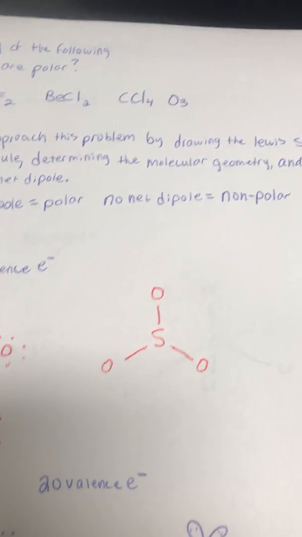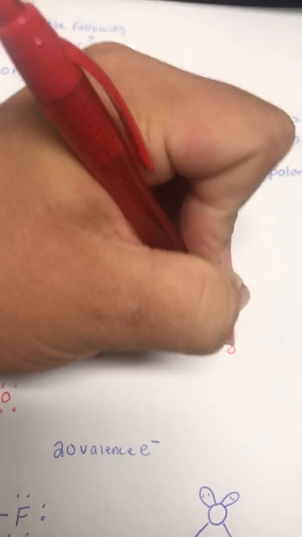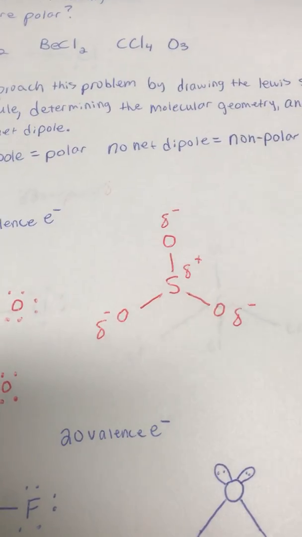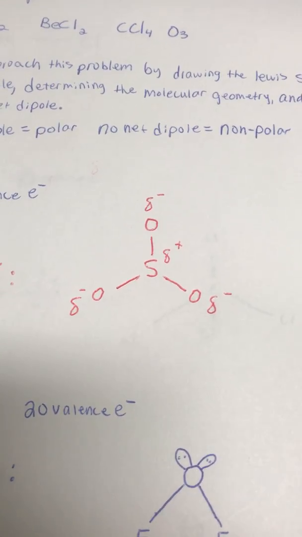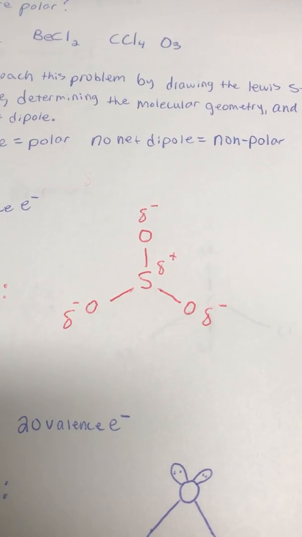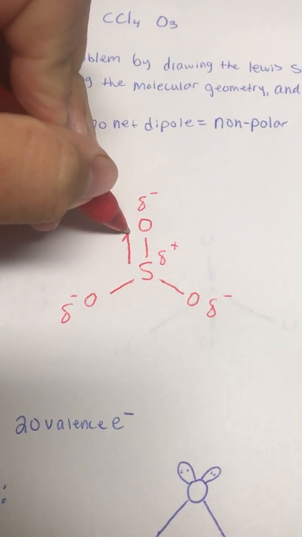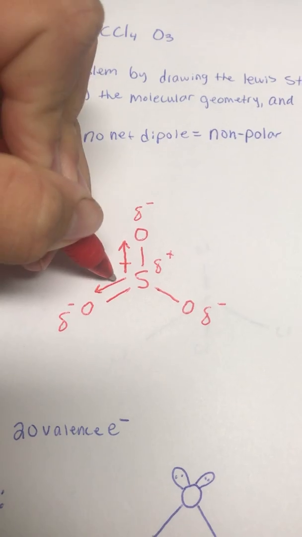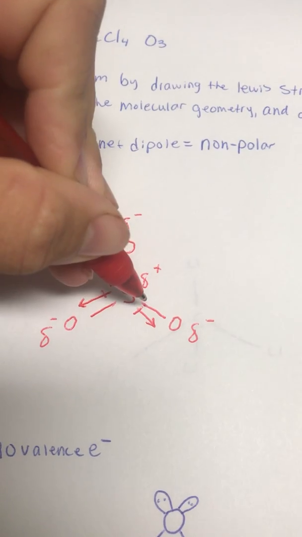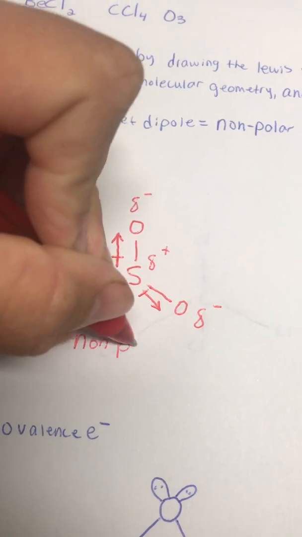Oxygen is going to be the most electronegative, so there will be a partial negative charge on each oxygen here, and a partial positive on the central sulfur atom. The rule states that if all domains are equal, the dipoles will cancel and the molecule will be nonpolar. The dipoles in this molecule will go towards the oxygen atoms because that is where the partial negative charge is. All of these dipoles will cancel because all the bonds are equal, and this molecule will be non-polar.